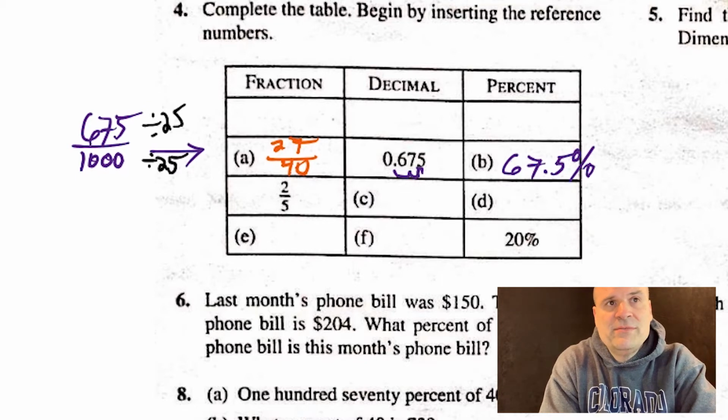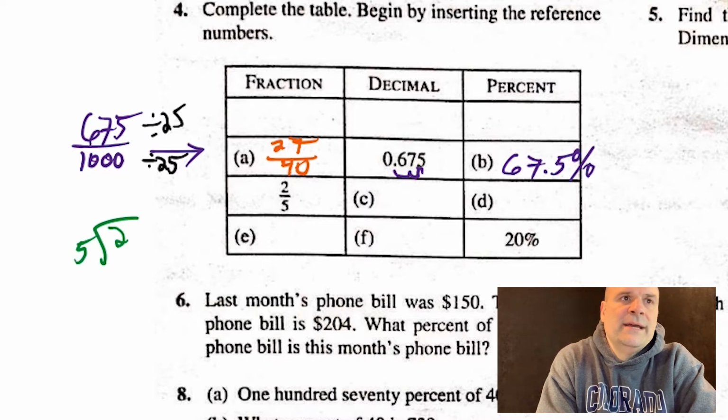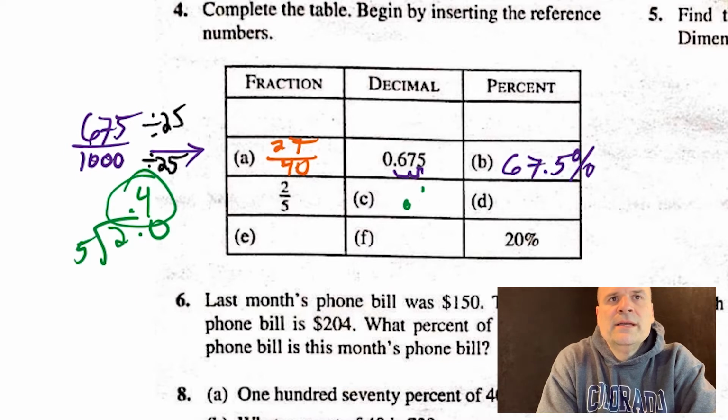Well, all you have to do is divide. 2 divided by 5. Okay, add a decimal. 5 goes in 2 four times. So here's your decimal. And how do you change it to a percent? Move it over 2 places to 40%.